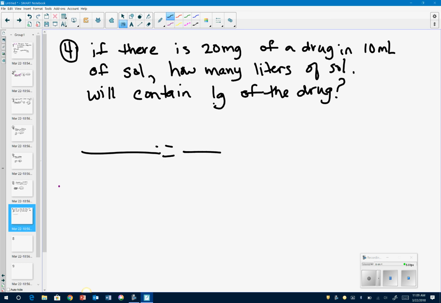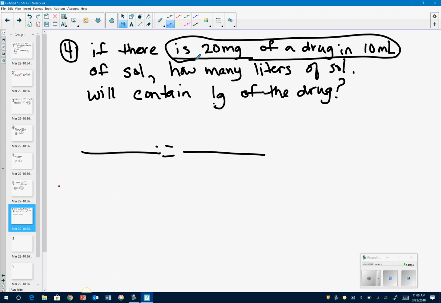Okay, so we're going to do the same thing. We're going to set up exactly what we know we have, or what's in stock. So we know we have 20 milligrams of a drug in 10 milliliters. Okay, and we know we're trying to find X liters. So I always go ahead and put it with the liquids. So you have liquids on the bottom here. So we're going to put X liters. Okay. That will contain 1 gram of the drug. So you have weight up here at the top.